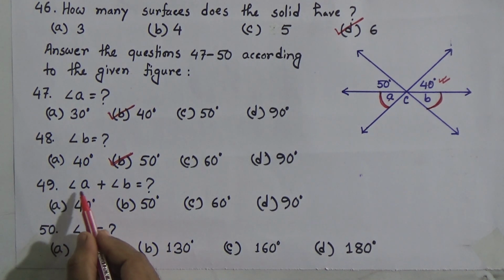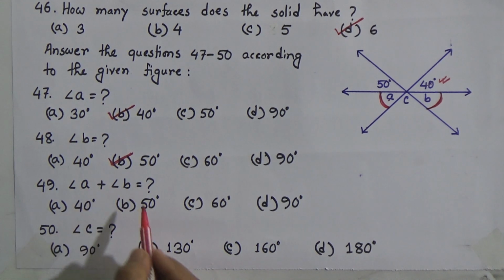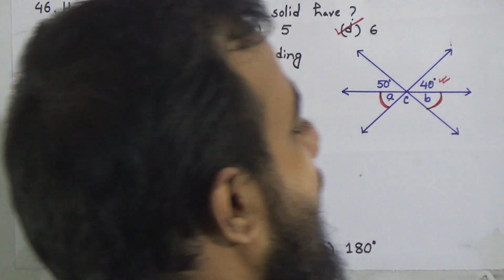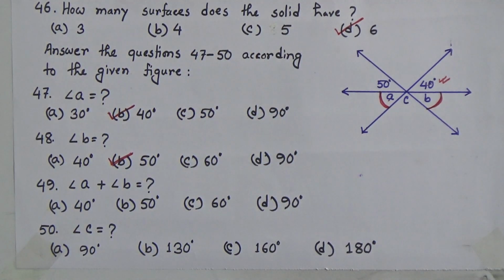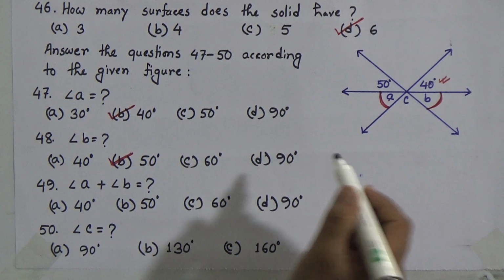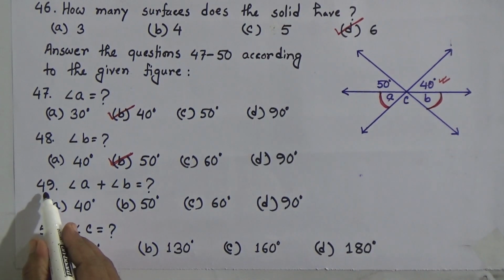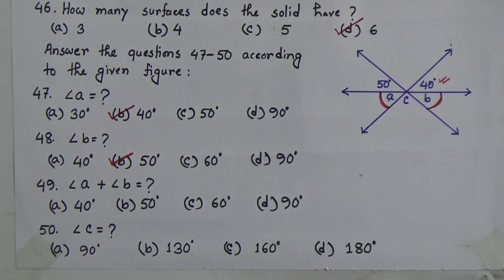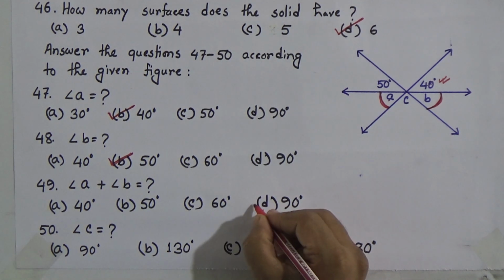Okay. It's so easy. Now it's a simple addition. Number 49 is simple addition. Angle A plus angle B equals how much? We already found out angle A is equal to 40 degrees and angle B is equal to 50 degrees. That means 40 plus 50. It's so simple to add. I think no need to do rough work for this one. 40 plus 50 equals 90 degrees. So 49's answer will be option D. Option D says it's 90 degrees.